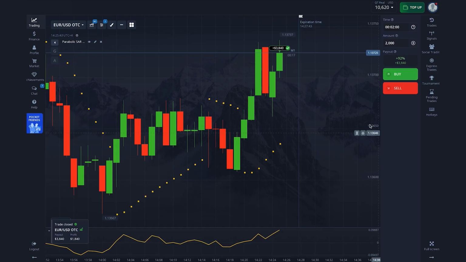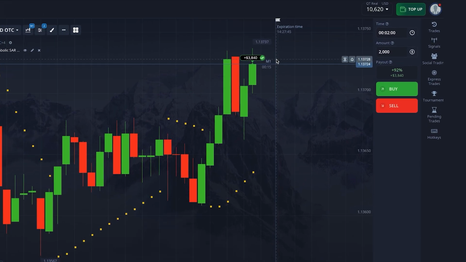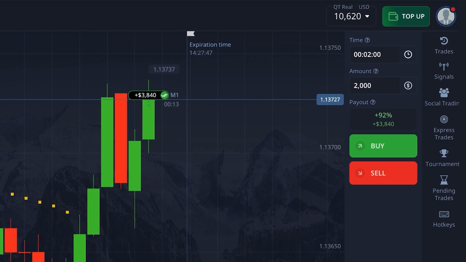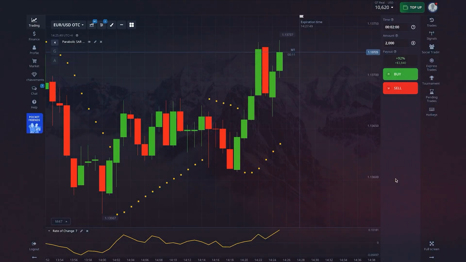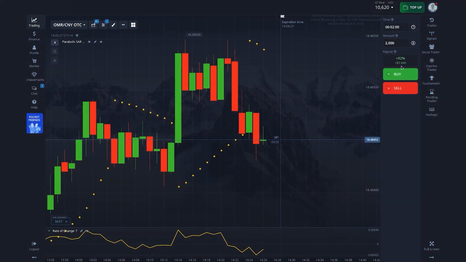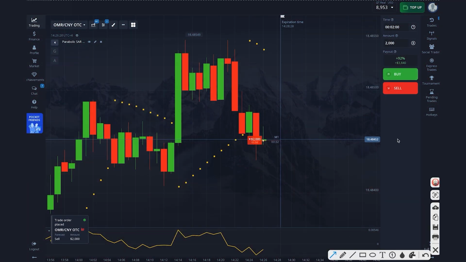And again, a confident plus. The balance is replenished by $1,840. Let's move on. Good situation. Expiration time, 2 minutes. I open a trade for sale for $2,000. The chart shows excellent dynamics, and all technical indicators confidently confirm my decision. The situation is developing as favorably as possible.